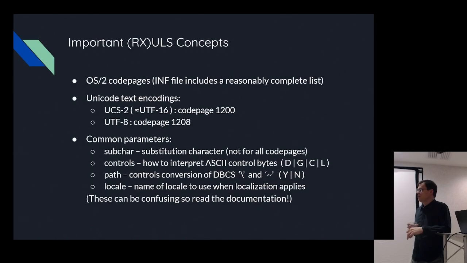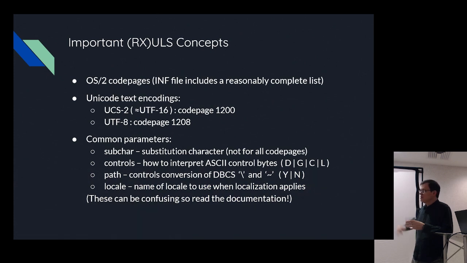For double byte character sets, there's a whole other set of code pages for those. Taiwanese is 950, Korean is 949, and Japanese is 943. But yeah, as you can probably tell, I've had to deal with a lot of these, so I do remember some of them. Anyway, the documentation that comes with RxULS does include a list of all the most important code pages for dealing with text encodings.